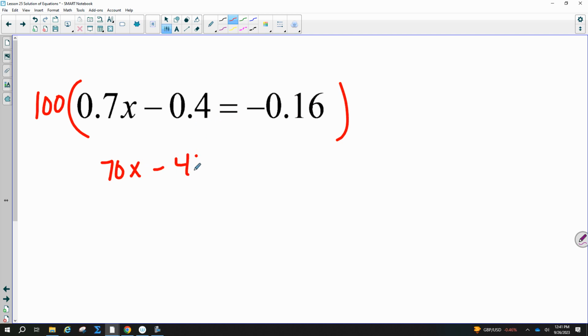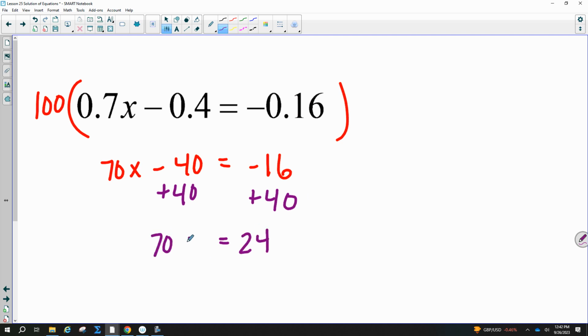It's super nice because I'm getting rid of the decimals. All right, and then over here, I move the decimal 2 spots, and I get negative 16. Okay, now I just solve it. You guys know how to solve it. So I'm going to add 40 to both sides. All right, so this is 40 minus 16, which is 24. And then I have 70x. And I divide by 70.